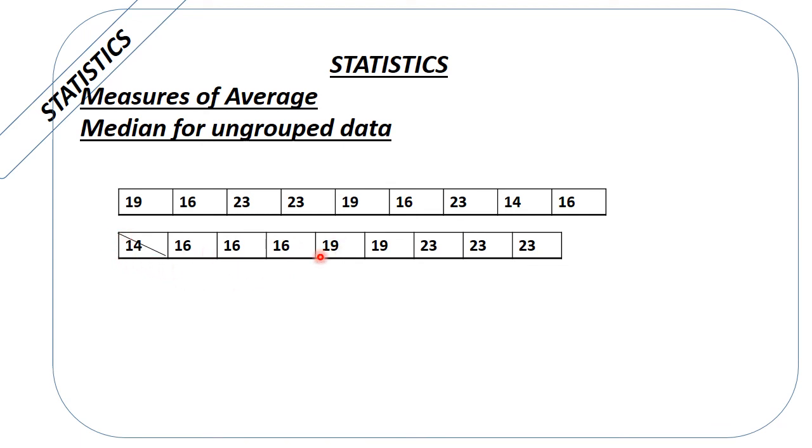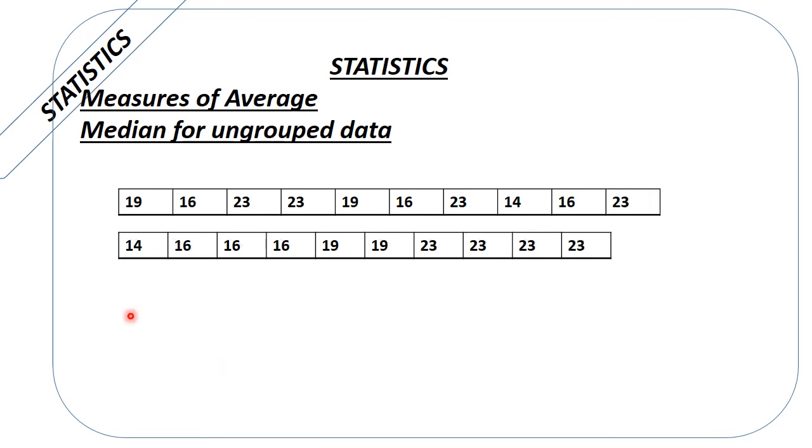Once I've rearranged in ascending order, the next thing I do is start looking for the middle. The easy way, for us who don't have good eyes, is to cancel this side, then I'll see where I stop. So I've cancelled on the left, I'll cancel on the right. Cancel the second on the left, the second on the right. Cancel the third on the left, the third on the right, the fourth on the left, the fourth on the right. So 19 is in the middle. I've cancelled 4, I've cancelled 4. So 19 is my median.